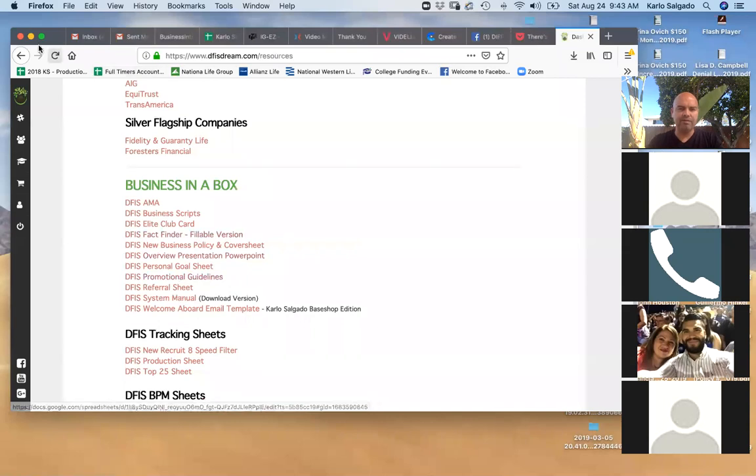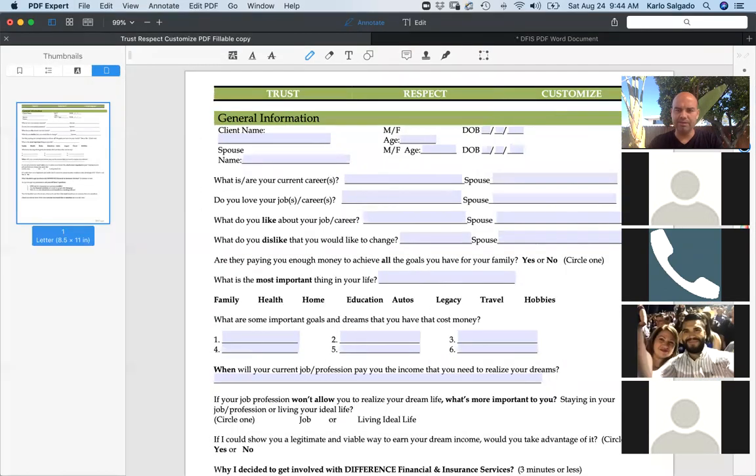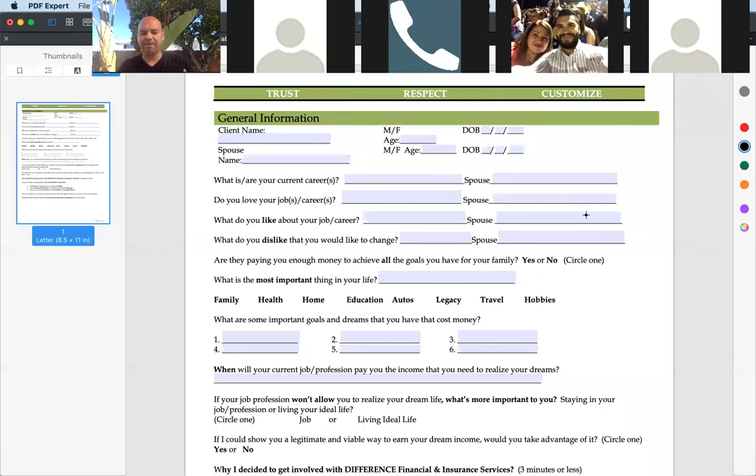So part of that fact finder is what I call the trust, respect, customize. And I'm going to personally email this to you guys as well, so don't worry about it. But some of you, if you've been around a while, should have this as a tool. And this is a very powerful tool for this specific reason, because I've had people say to me, well, am I trying to bring somebody on board my business, or am I just trying to make them a client? What am I trying to do? And the answer to that is, we don't know. We don't know what we're trying to do, right? Because we don't know the needs of this person.